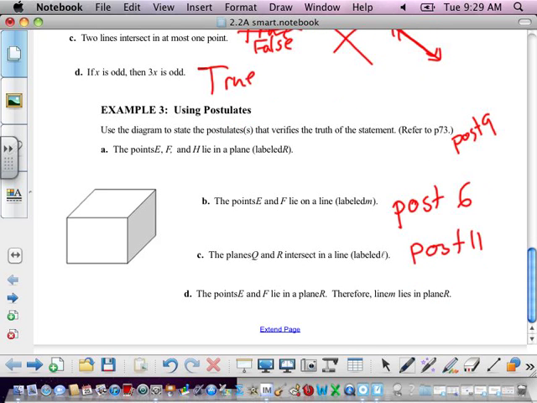Okay. The points E and F lie in plane R, therefore the line M lies in plane R. Postulate 10. Yes. If we're going on postulates, wouldn't number 6 be true then? Because number 7, if you have exactly 1 point. You're right.